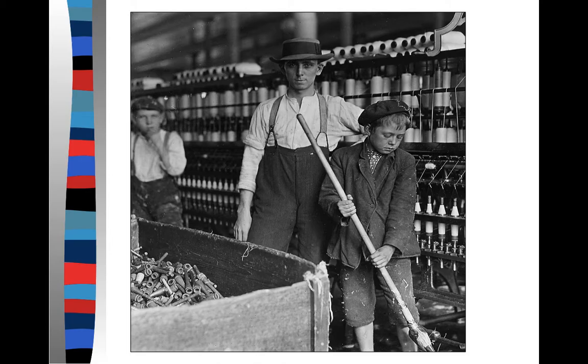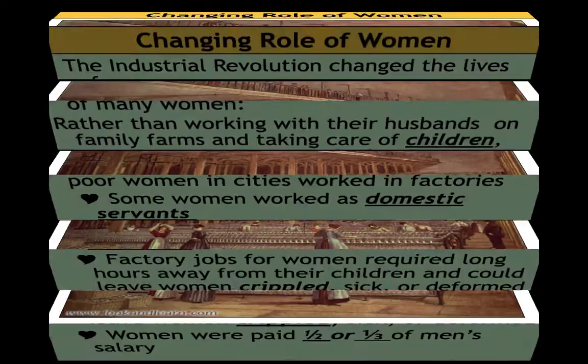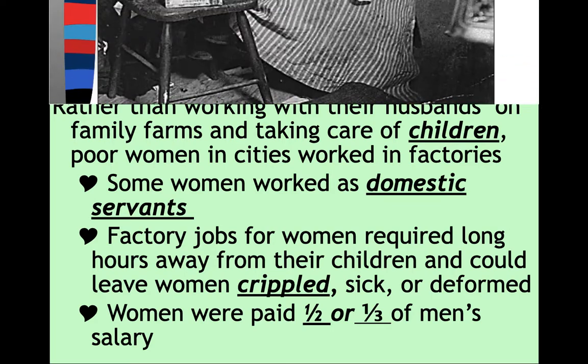We've seen this picture before. So, changing role of women. Many then, rather than working for their husbands on farms, taking care of children, worked in factories. Some worked as domestic servants, or what we know today as maids. Factory jobs for women encouraged long hours, leaving women crippled, sick, or deformed. Women were paid half to a third of a man's salary.